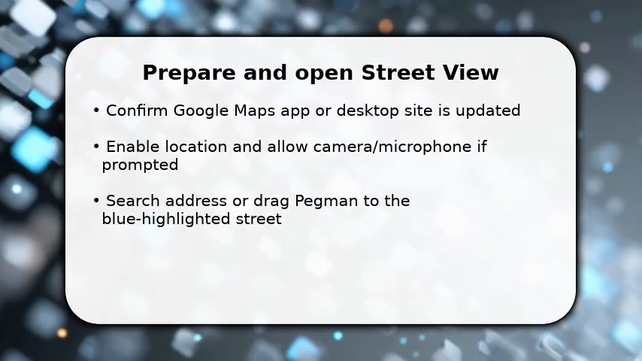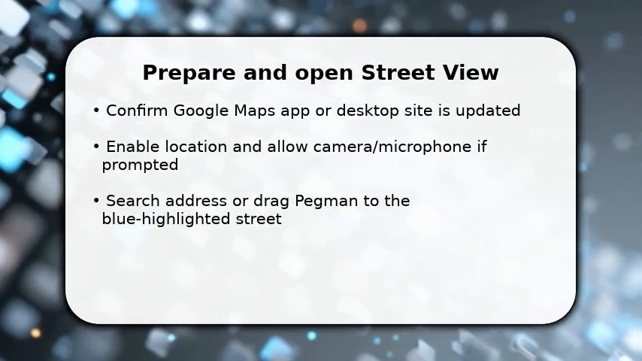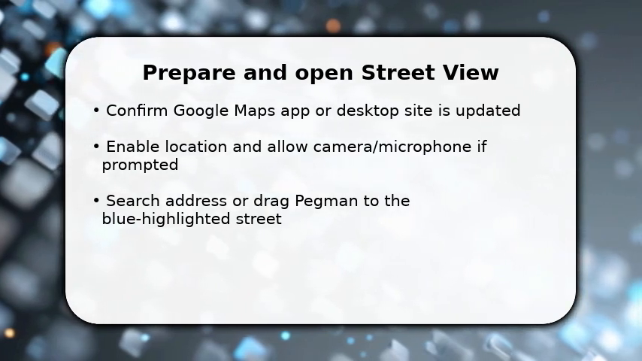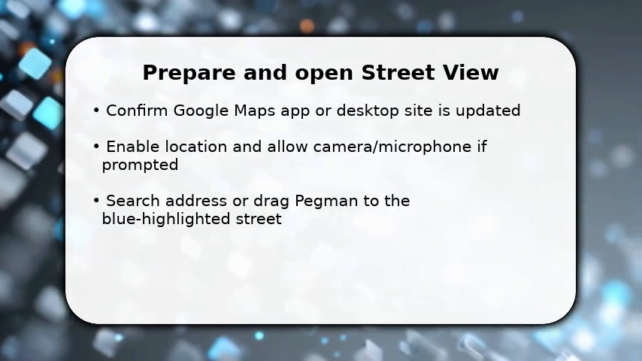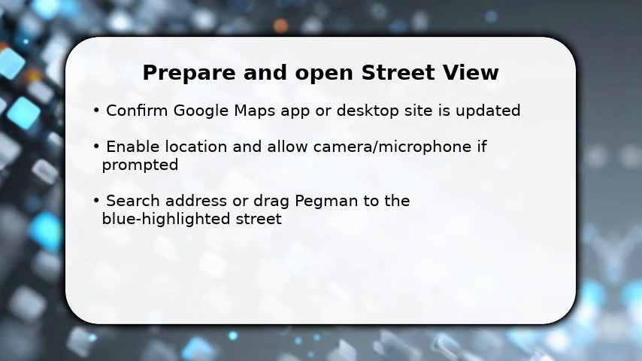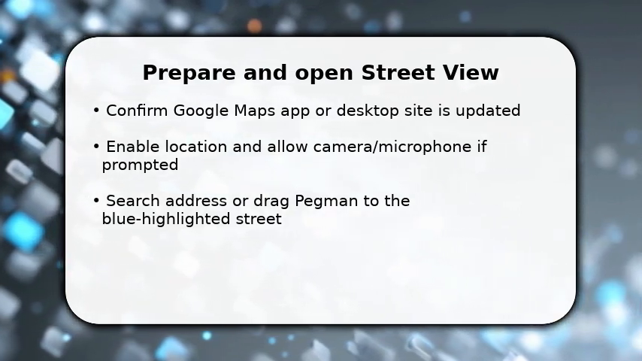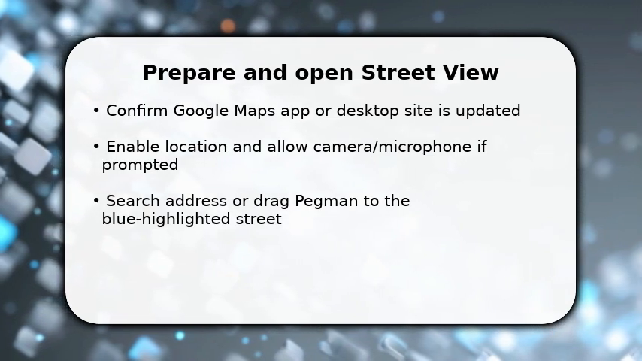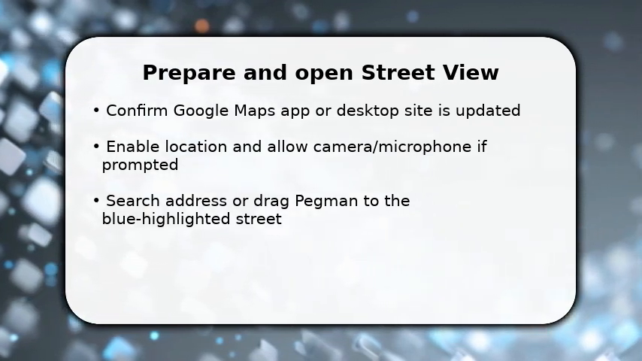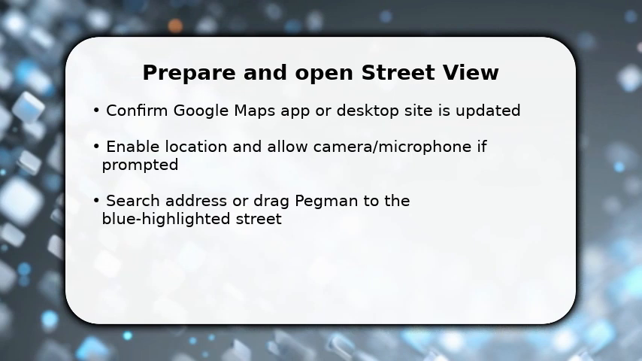Enjoy the video. You start by opening Google Maps and searching the exact location or zooming to the area. Once done, drag Pegman onto a blue line to enter Street View. That blue indicates 360 imagery. Make sure you're in the latest app or browser version so panoramas load correctly.